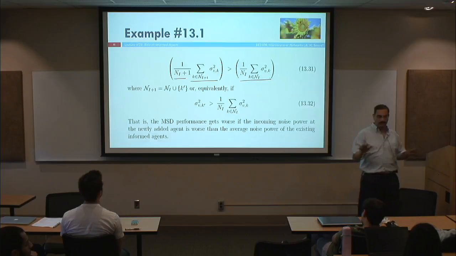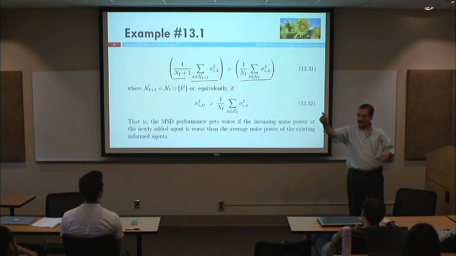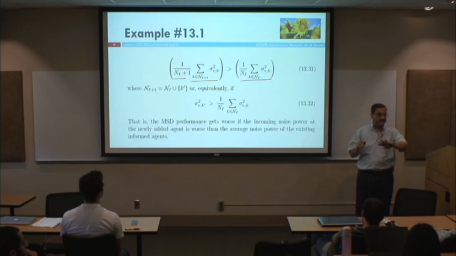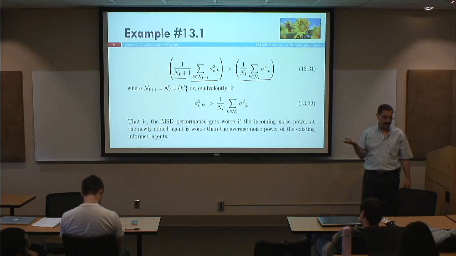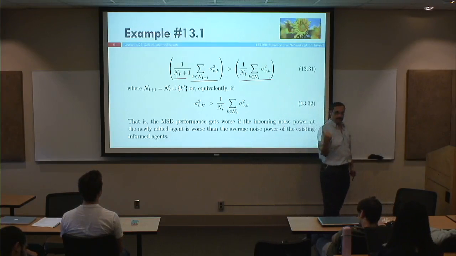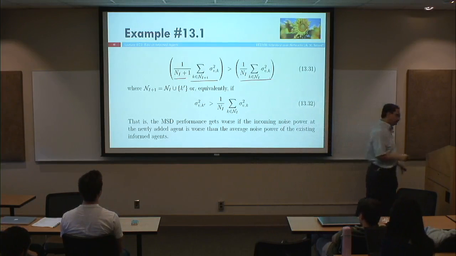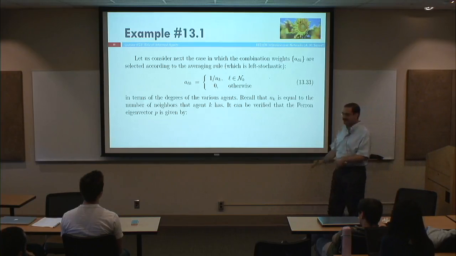Mean square error, uniform step size, uniform RU. If I'm going to turn him on, I have here informed agents, and I'm going to add one more. If his noise level is less than the average, it's good. If it's larger than the average, it will worsen the performance. Intuitive conclusion. So the analysis tells you that, and then the simulations will confirm this. In this simple example, that's what you get. Let's do another example. Makes sense.